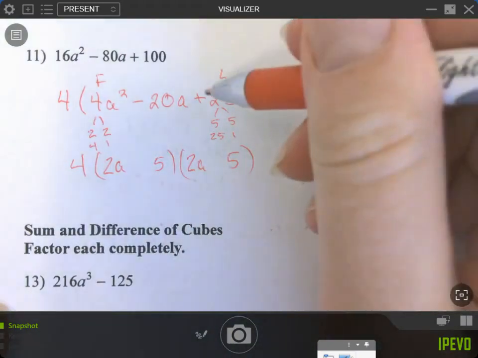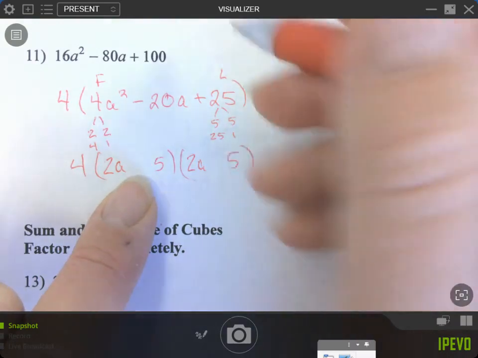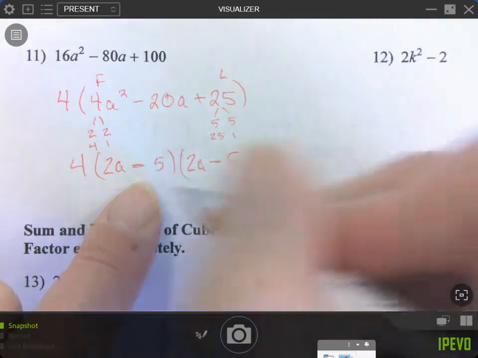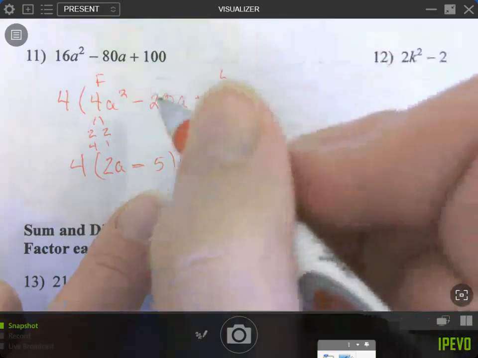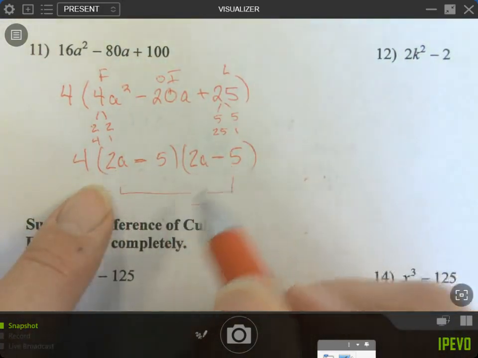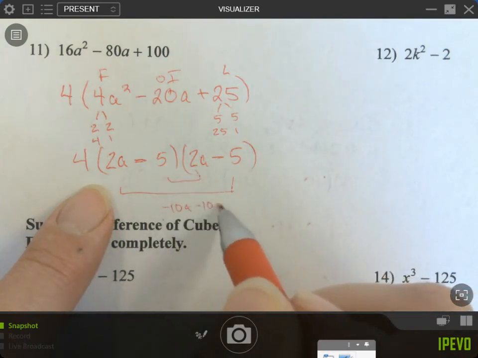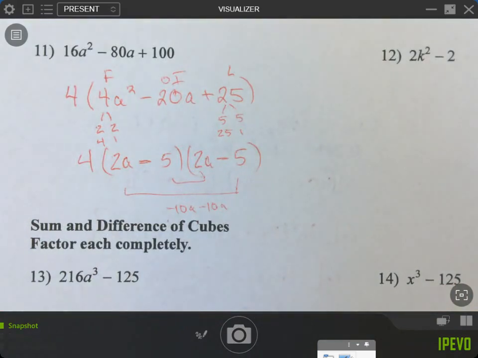Now, I need a positive 25, so they need to be plus plus or minus minus. I need the two minus signs because they'll make positive 25, but I need them to add up here. And if you look at my outside, I get a negative 10a when I multiply, and my inside is a negative 10a. There's the negative 20a that I wanted.